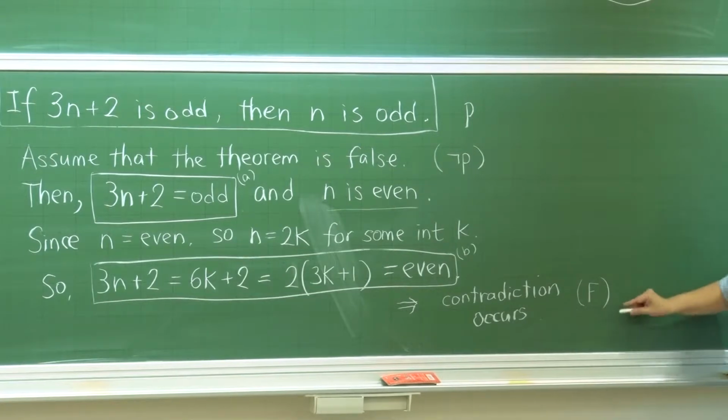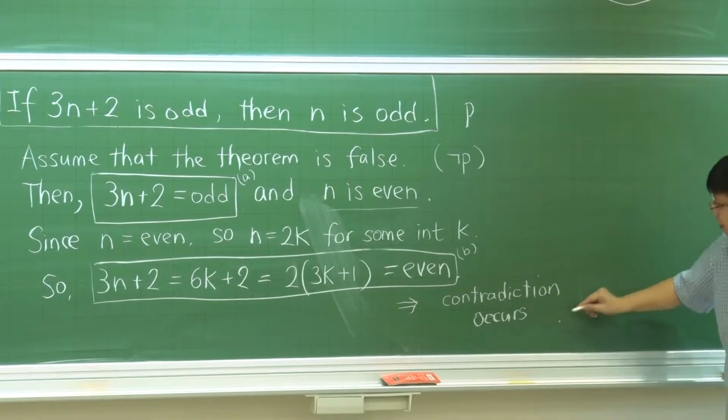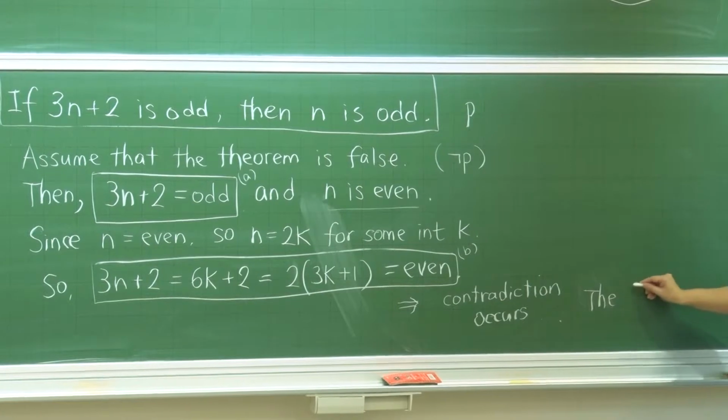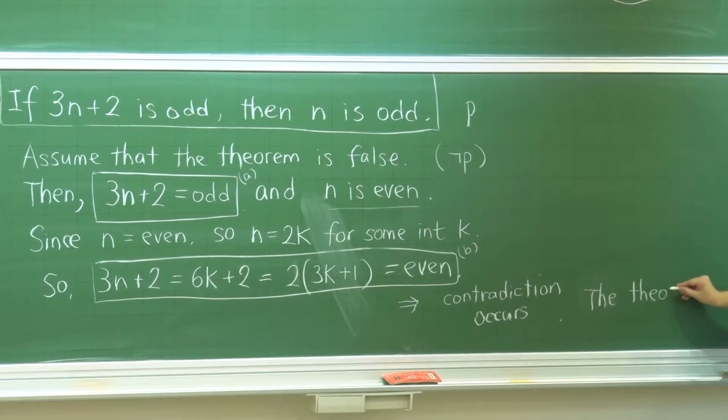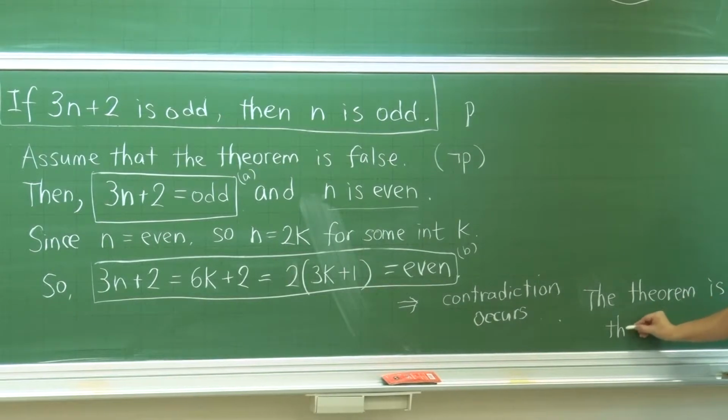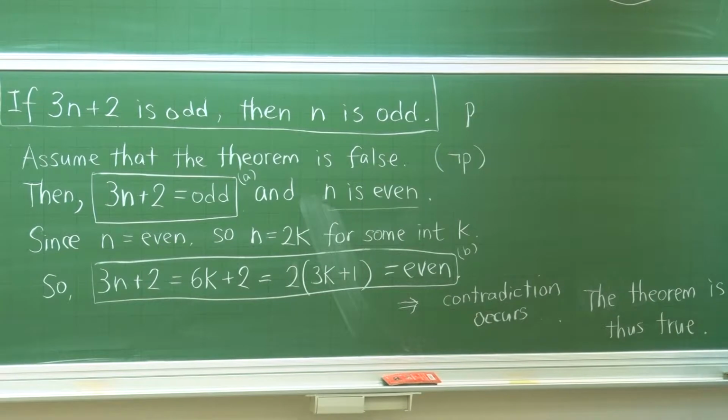So once you have this one, you can say the theorem is thus true. Then this is the end. This is a proof.